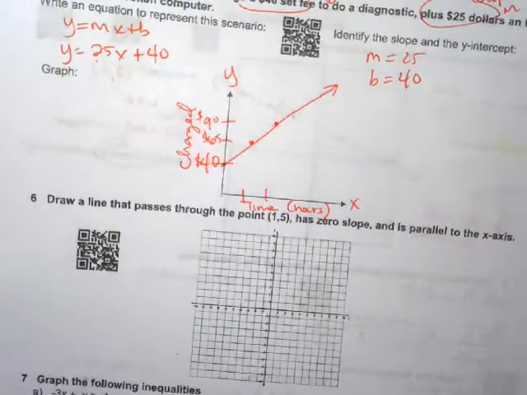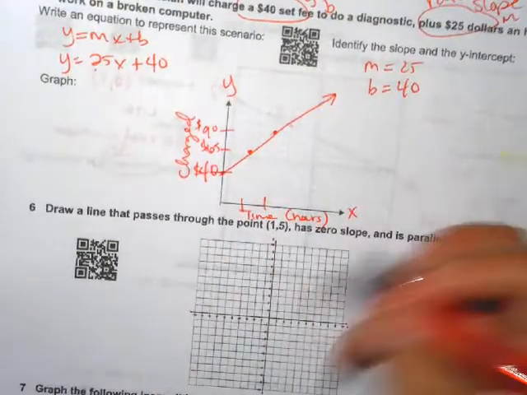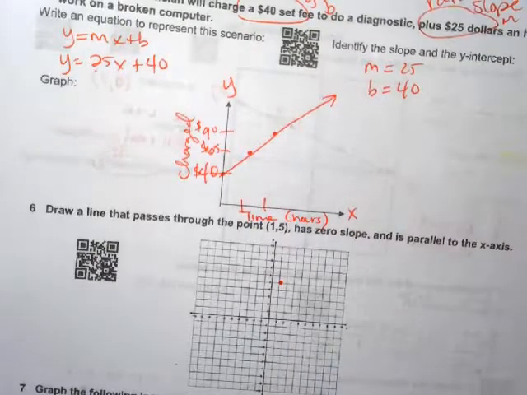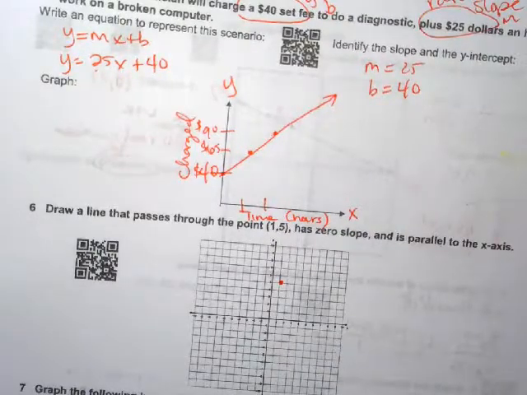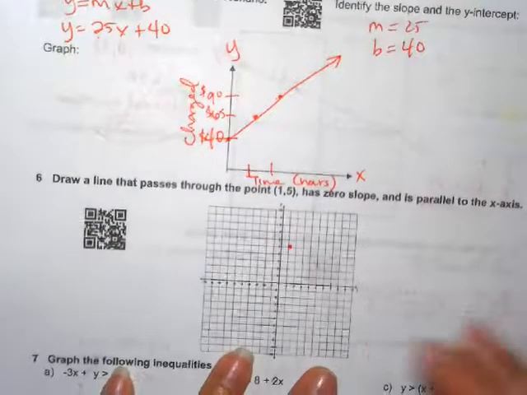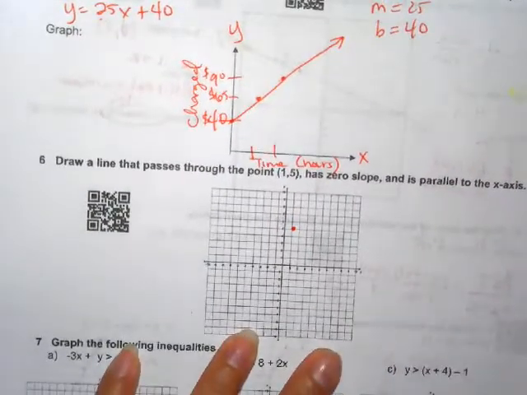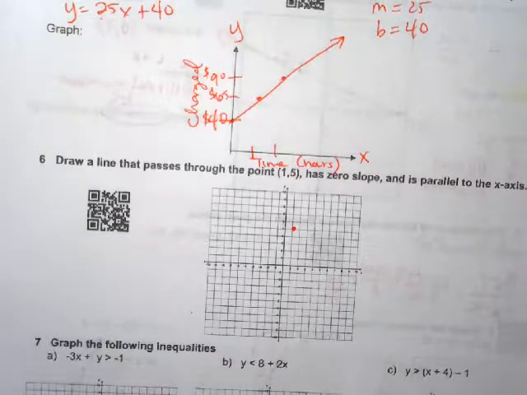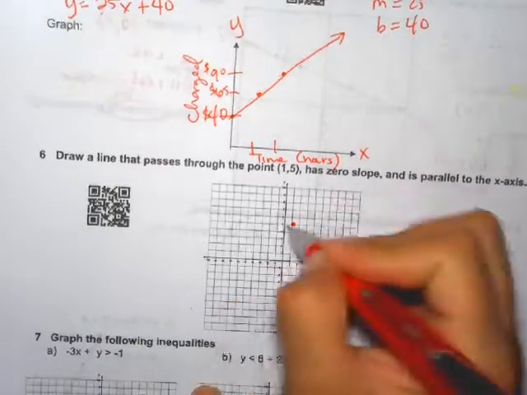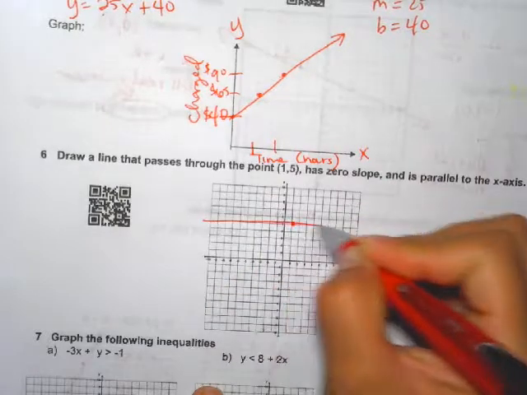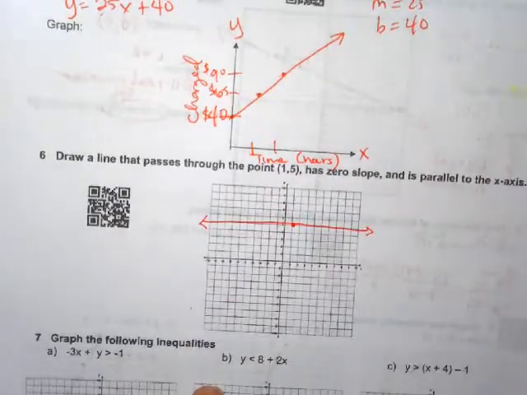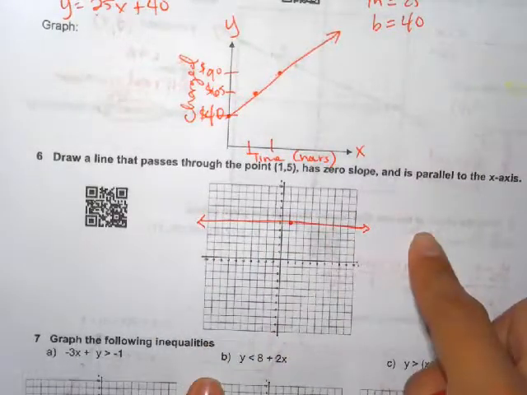Number 6 says draw a line through point 1,5, so 1,5 is here, and has a 0 slope and is parallel to the x-axis. What kind of lines have a 0 slope? Remember, it helps us write the letter Z for 0. Horizontal. So make a horizontal line. Also, there's a poster on the board that says horizontal, m equals 0. So make a horizontal line through this point.